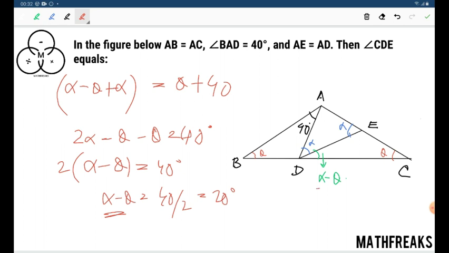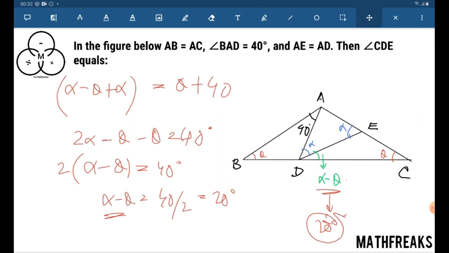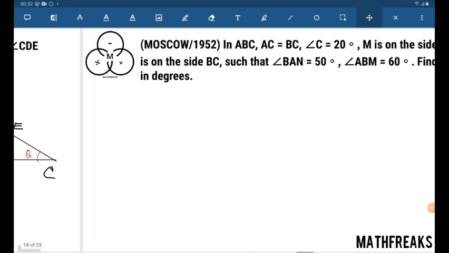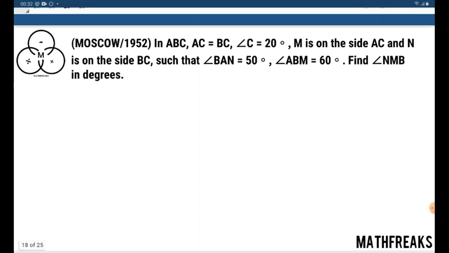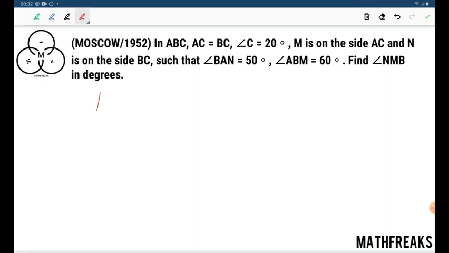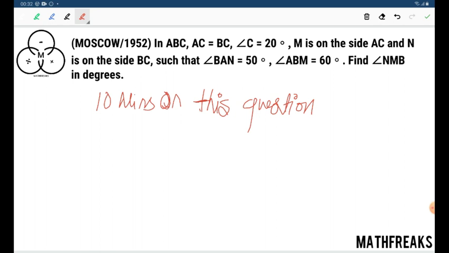And what is alpha minus theta? This angle. So this is 20 degree. Very simple. Now we are going for a difficult angle chaser. It was asked in Moscow. At least spend 10 minutes on this question. Minimum 10 minutes on this question, it is a very good problem.